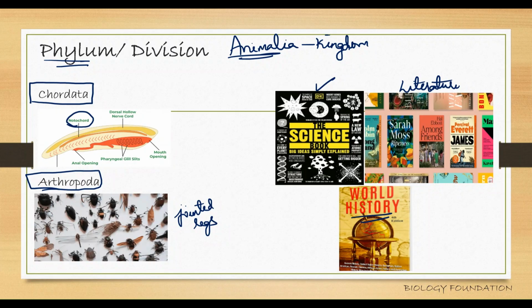Basically, try to understand, even in the previous slide, I told you that animals are kept under the first rank, kingdom Animalia, and next is division. If they have jointed legs, they are kept under Arthropoda. If they have a notochord, they are kept under Chordata.